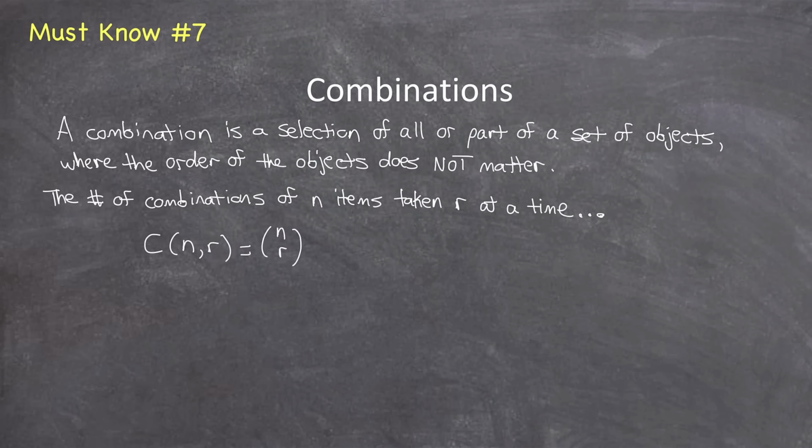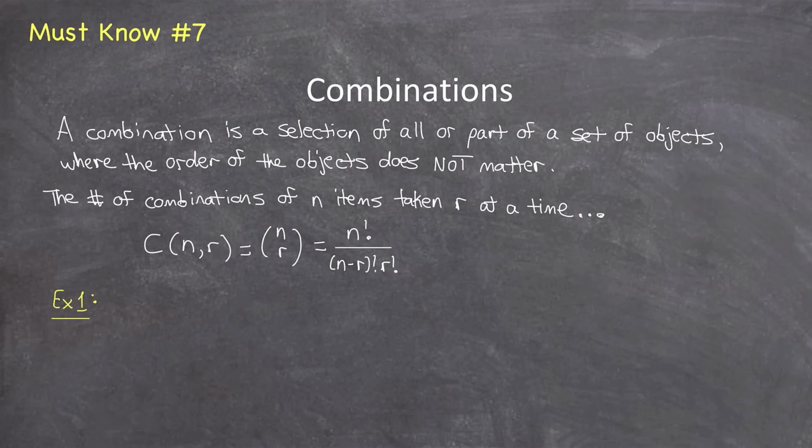And we usually pronounce this as n choose r, and that's equal to n factorial divided by n minus r factorial, and then there's another r factorial in the denominator. So it looks really similar to the permutations formula, but there's this additional r factorial in the denominator. So let's see how this formula works and when to use it.